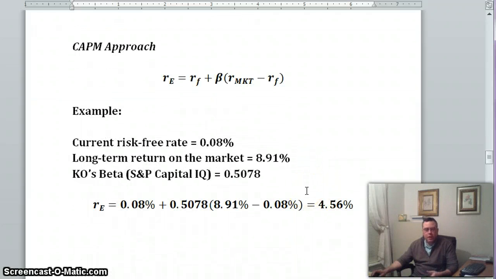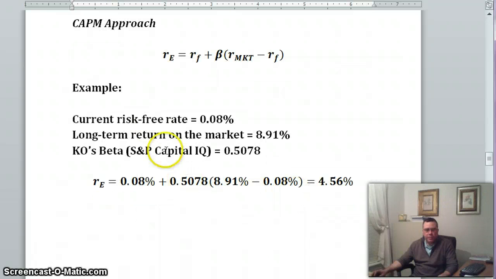So a couple chapters ago in the risk and return chapter we learned about the capital asset pricing model, the CAPM. It says the return on equity should be the risk-free rate plus beta times the return on the market minus the risk-free rate. We're going to go ahead and estimate what all these inputs should be. The risk-free rate is fairly easy to find. There's a couple choices you can use for that.